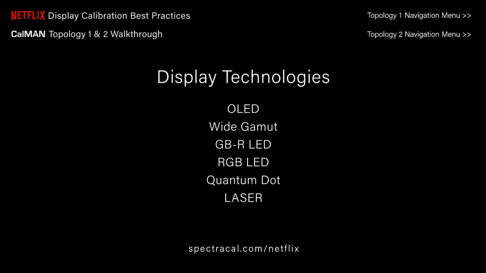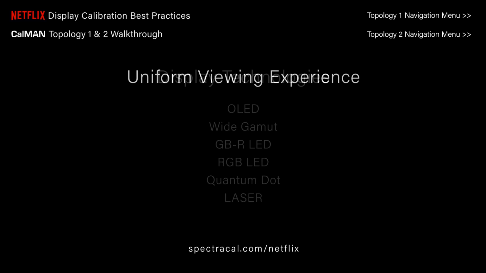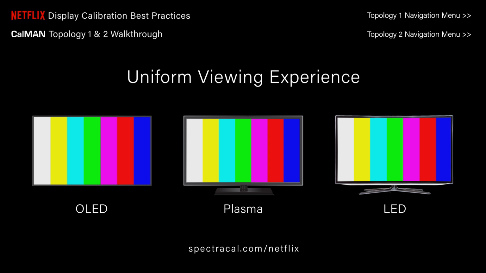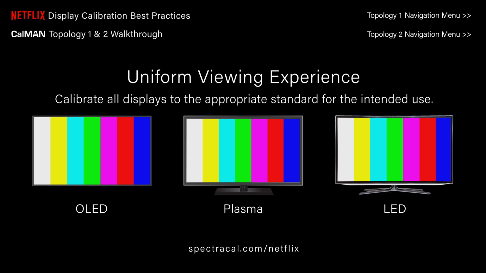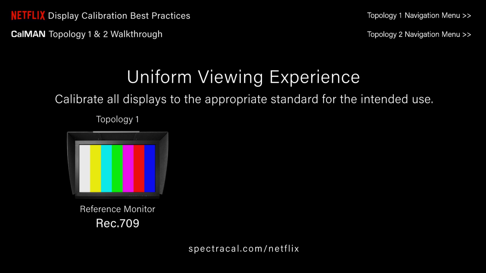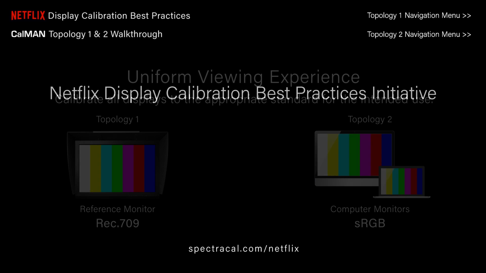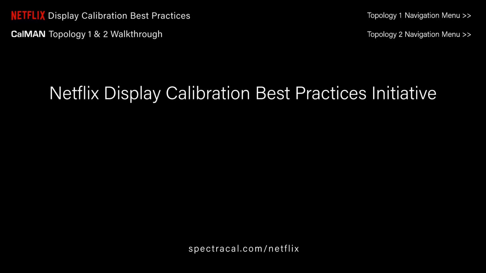We expect this to continue to increase for the foreseeable future due to display manufacturers looking for ways to advance pixel quality and performance. This makes display calibration even that much more important. The follow-on question people typically ask is, so how do you get a uniform viewing experience when you have an OLED, plasma, and LED side by side? The answer is you calibrate all displays to the appropriate standard for the intended use. The Netflix Topology 1 and 2 recommends HD 709 for HD video monitors and sRGB for computer monitors in Topology 2.